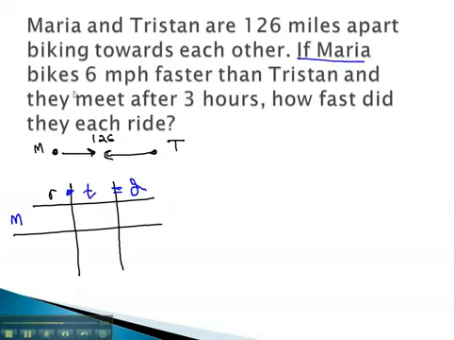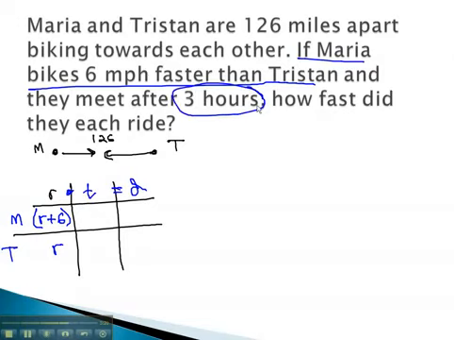Maria is biking 6 miles per hour faster than Tristan. We don't know how fast Tristan is biking. We just know Maria is 6 miles per hour faster, which we show with r plus 6. We know the time they are traveling is 3 hours, and so we fill in our table. To get the distance, we multiply these together, 3 times r plus 6, and 3 times r. This means Maria's distance is 3 times r plus 6, and Tristan's distance is 3r.